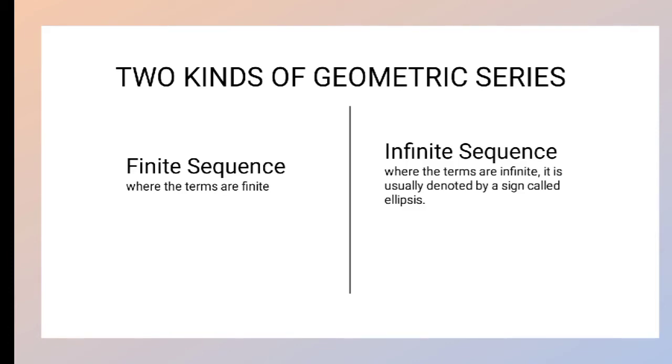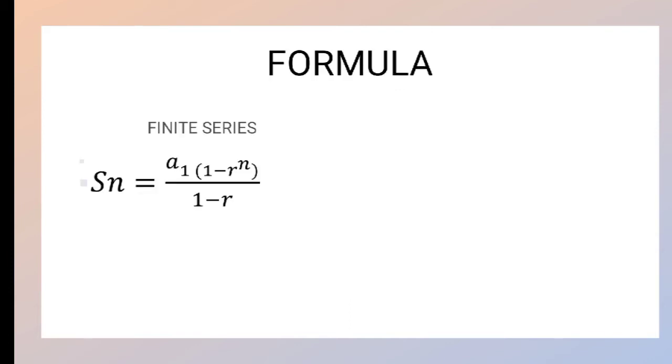It is usually denoted by a sign called ellipsis. The formula for finding the sum of a finite geometric series is: the sum of n terms is equal to a sub 1 multiplied by the quantity of 1 minus r, or the common ratio, raised to n, or the number of terms, over 1 minus r. The formula for finding the sum of an infinite geometric series is: the sum of infinite terms is equal to a sub 1, or the first term, over 1 minus r, or the common ratio.